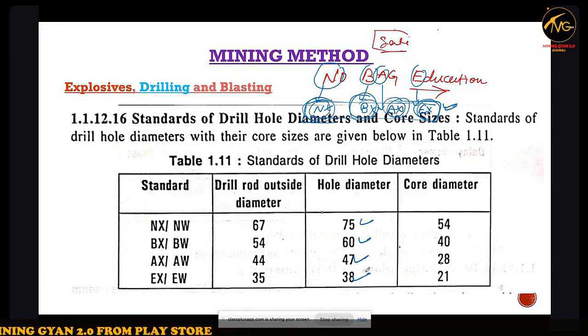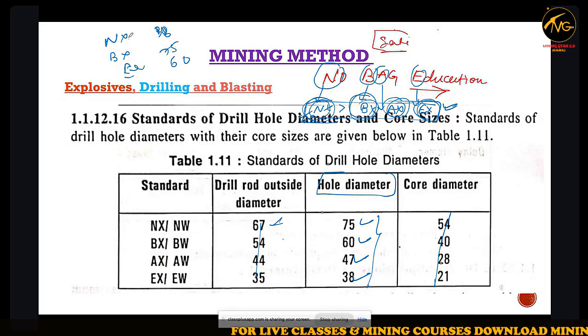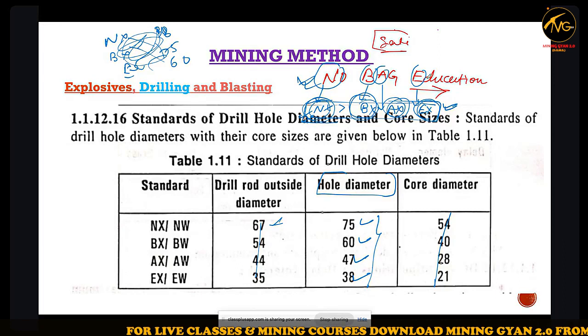These data are similar. So he can ask anything, but you should remember this. He may ask which has the biggest hole diameter, or he can give you NX, BX, EX, and values like 38, 75, 60. Then you have to match them with the help of this trick, no back in education.